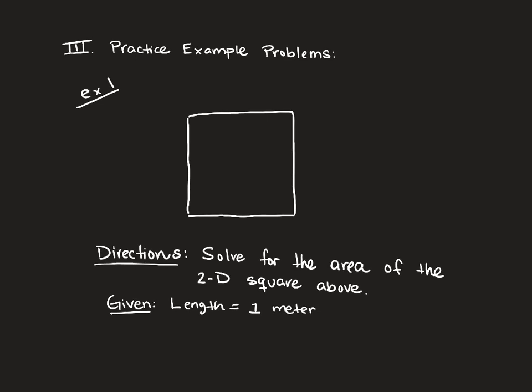I just want us to warm up with this. So pretend that we're just solving for area right now, because this is going to warm us up to surface area. All we're doing is getting the area of the two-dimensional 2D square. And remember, the directions here say, solve for the area of the 2D square above, and the length of that 2D square is 1 meter.